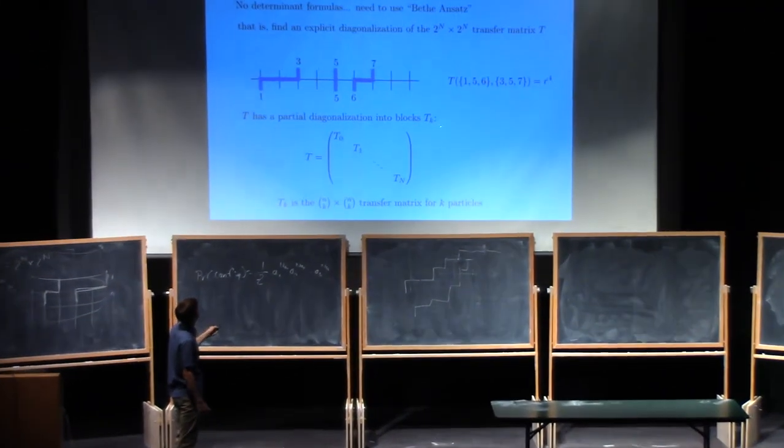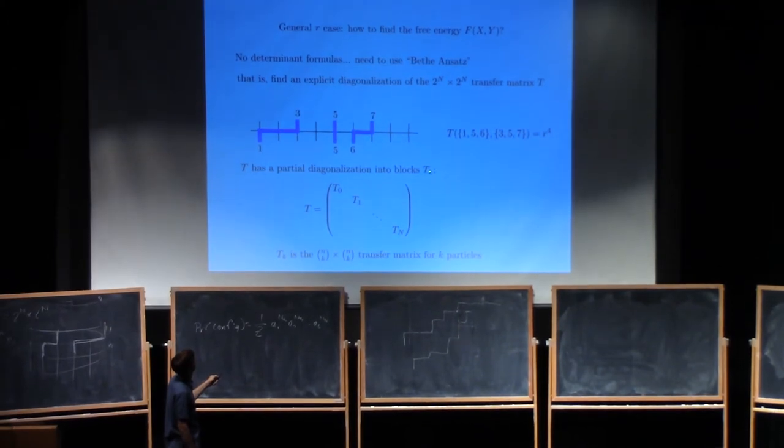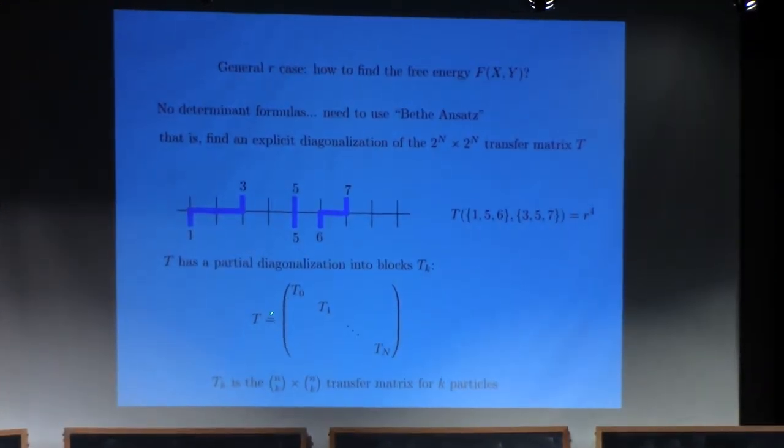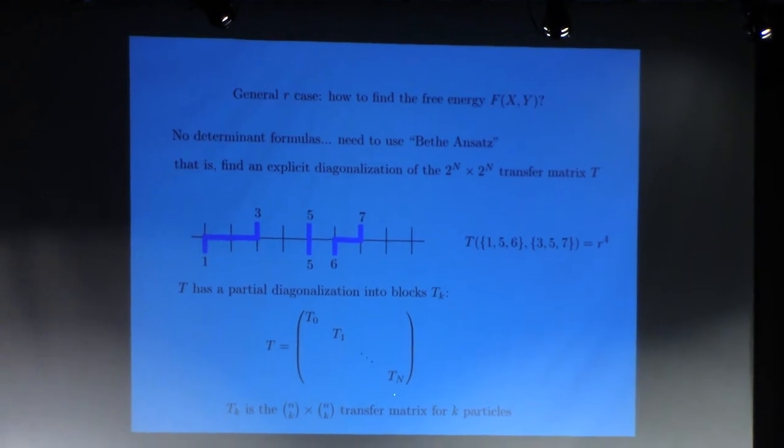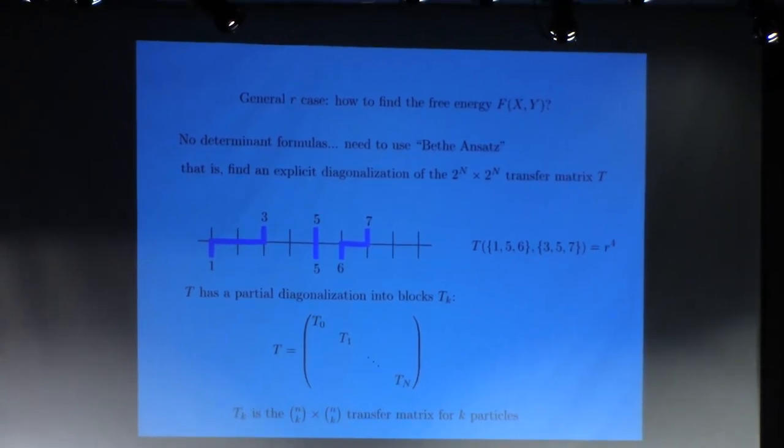Well, there is a sort of partial diagonalization of this matrix into blocks. T is the big matrix, but there are, in fact, blocks according to the number of particles, the number of paths. In this case, if there are three paths coming in on one layer, then there have to be three paths coming out on the next layer. So for each k, where k is the number of particles, there's a submatrix, an invariant subspace. Let's call Tk the matrix on that subspace. So Tk is the transfer matrix for k particles, and it's only n choose k by n choose k. Okay, so that's a slight improvement.